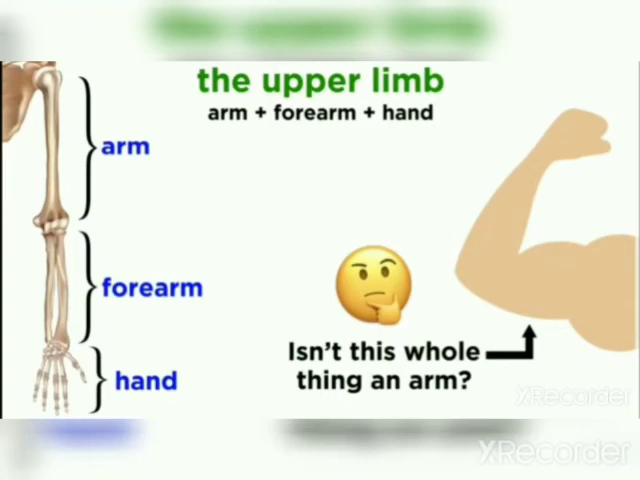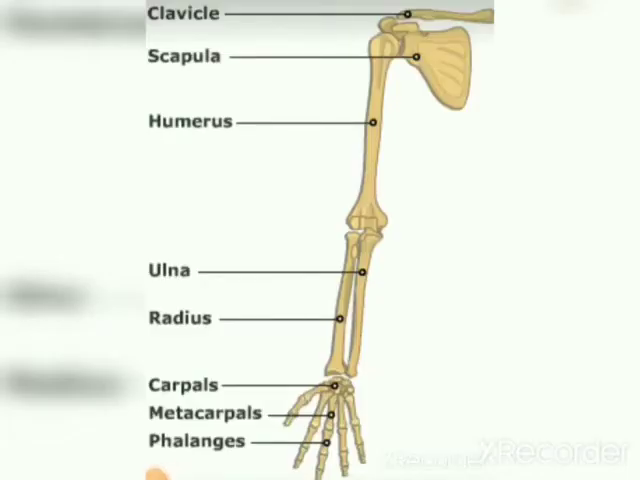Isn't this whole thing an arm? No, never. These are the bones present in the upper limb. The uppermost is the clavicle, second is the scapula, the shoulder plate, then the humerus, the arm bone, the ulna and radius, the forearm bones, and the hand part consists of three kinds of bones: carpals, metacarpals and phalanges.